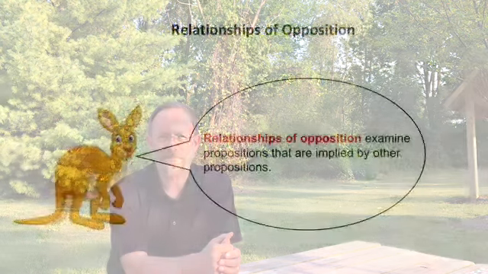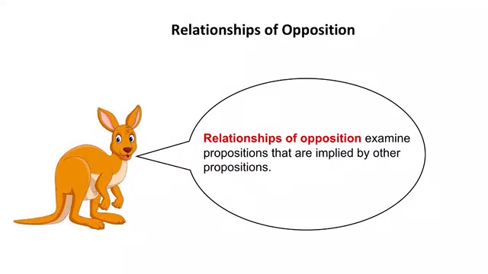Now, in this video, we're going to be talking about relationships of equivalence, which is different from what we have been talking about, which is relationships of opposition. So let's take a moment, do some review, and get some definitions. So here's our friendly kangaroo, and she says, relationships of opposition examine propositions that are implied by other propositions. And you're going to want to write that down. You've probably already got that in your notes somewhere. But again, this is good review.